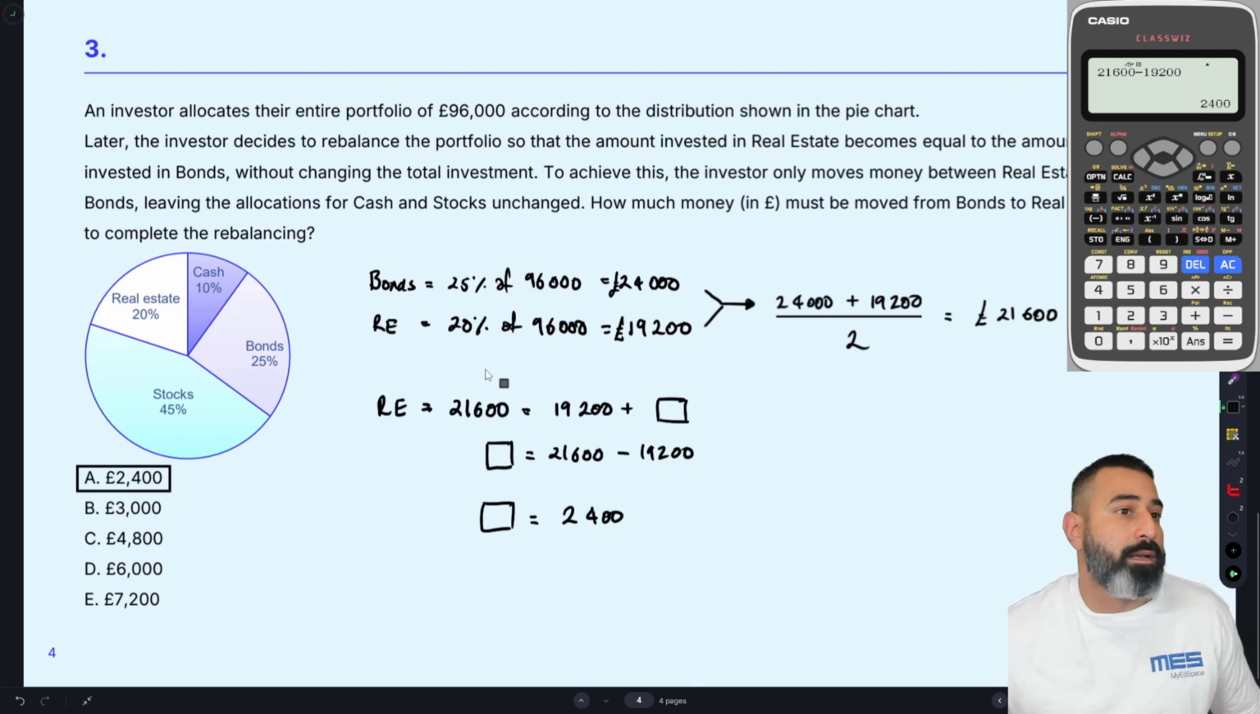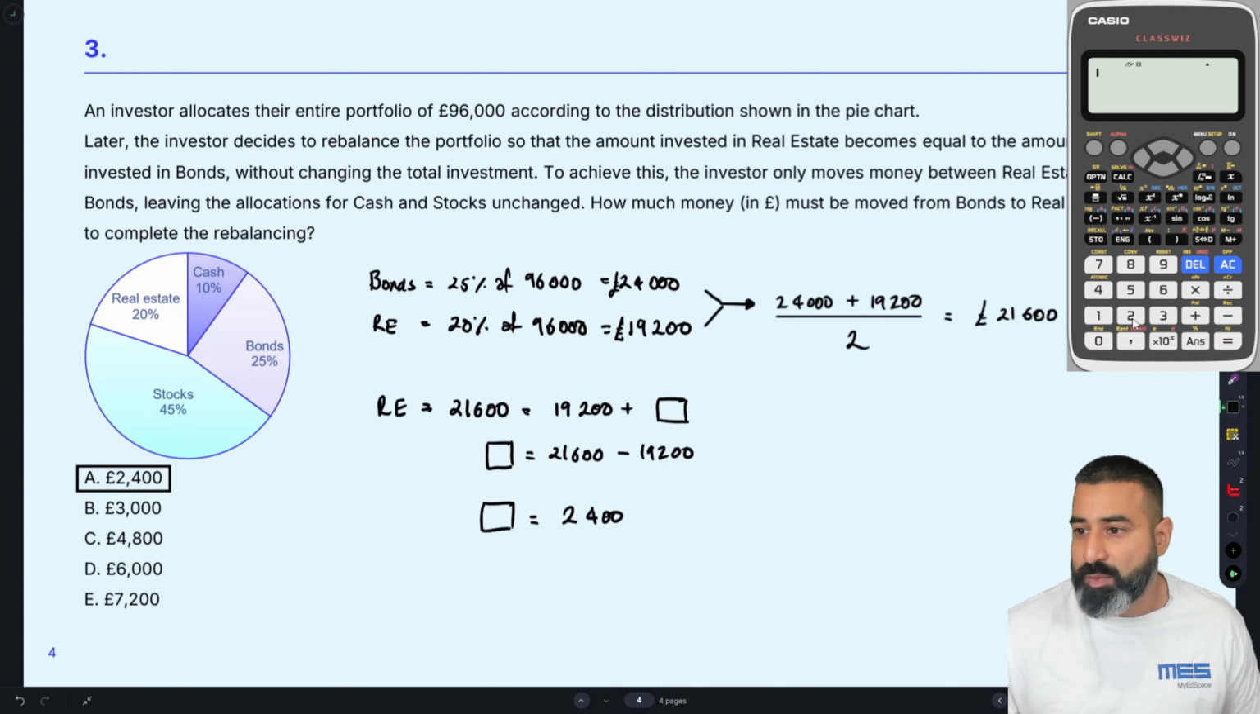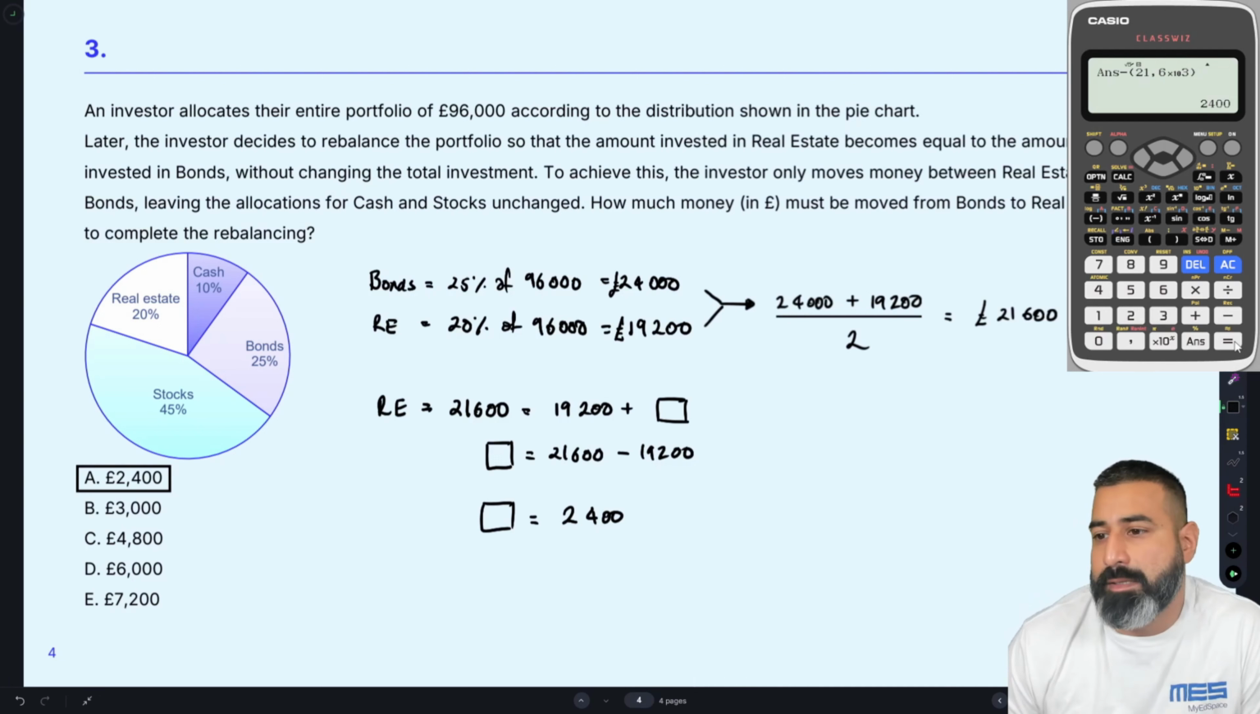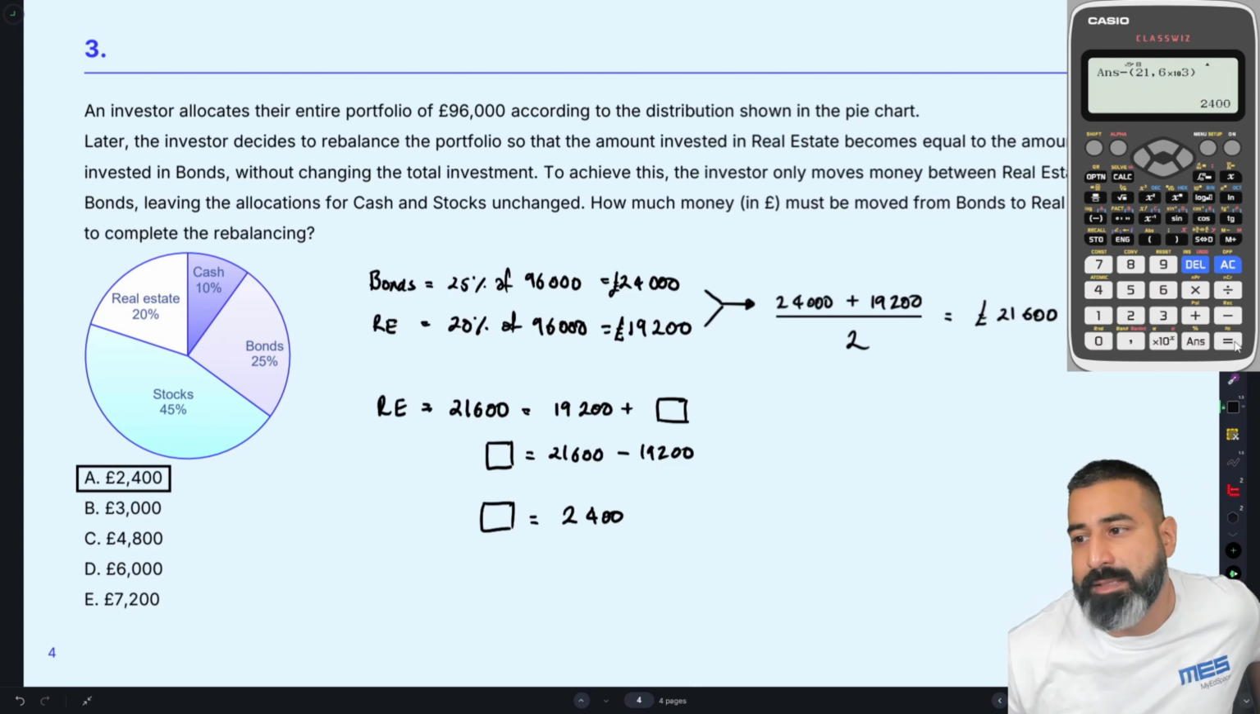A. Now there's another way that you can do this, right? You can think about it from the point of view of bonds, as we said previously. So 24,000, and we can take away 21,600, and you get the same answer. And you get the same answer because that one you're trying to get down to 21,600, and you need to take that much money off and move it into real estate.